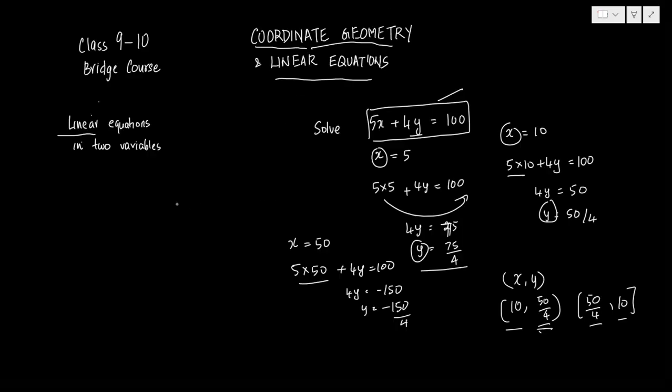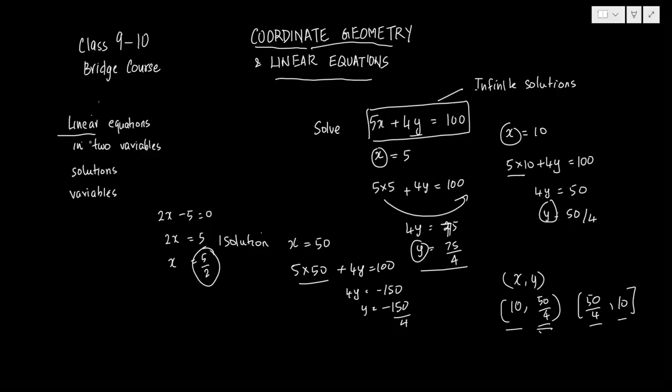Previously, you must have studied linear equation in one variable. For example, 2x minus 5 is equal to 0 is a linear equation in one variable. You can solve this easily. 2x is equal to 5, x is equal to 5 by 2. In the case of a linear equation in one variable, you will get only one solution. In the case of a linear equation with two variables, you get infinite solutions.